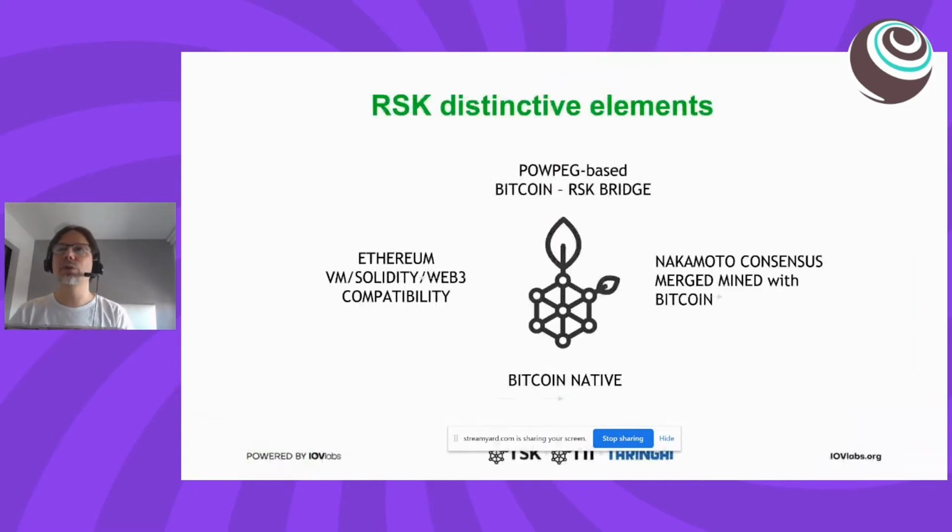So what about the users? First, you have to know certain key differences between RSK and any other blockchain in existence. First, it's Bitcoin native. So the native asset of RSK is Bitcoin. And you get Bitcoin by using the PowPeg, which is a bridge that connects Bitcoin with RSK.